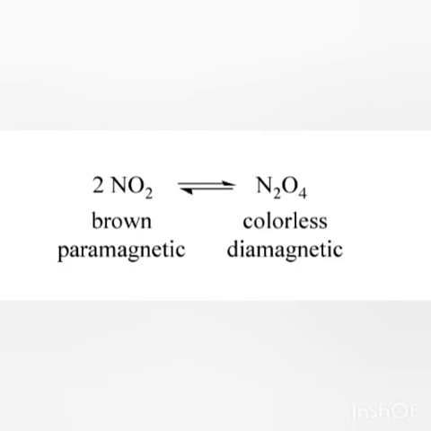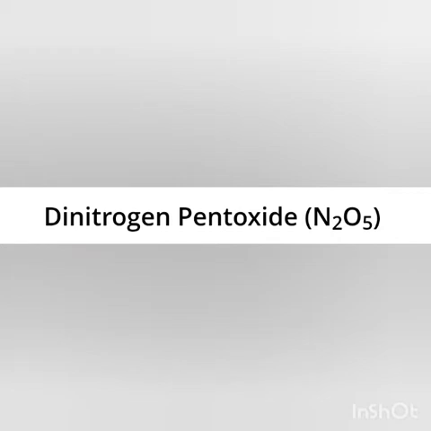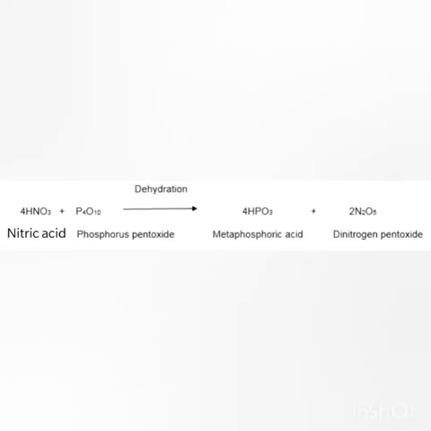Now, the last important oxide of nitrogen is dinitrogen pentoxide, that is N2O5. Upon dehydration of nitric acid with phosphorus pentoxide, this oxide, that is dinitrogen pentoxide, is prepared.